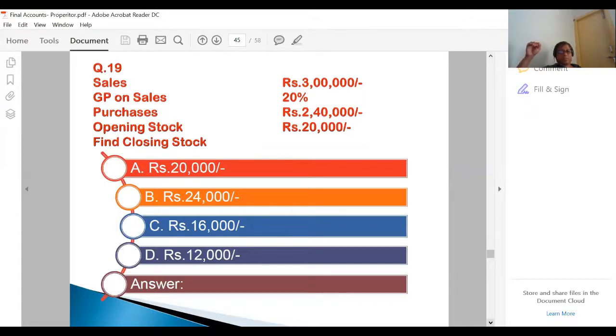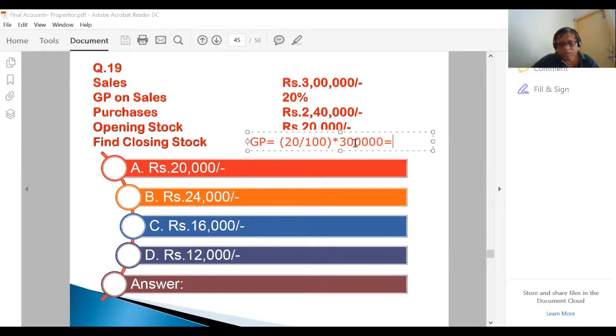minus sales, 20% on sales. So gross profit. So we will see gross profit now. Gross profit is equal to 20% on sales. So that is 3 lakhs, which is equal to 60,000. Purchases 2 lakh 40,000, right?